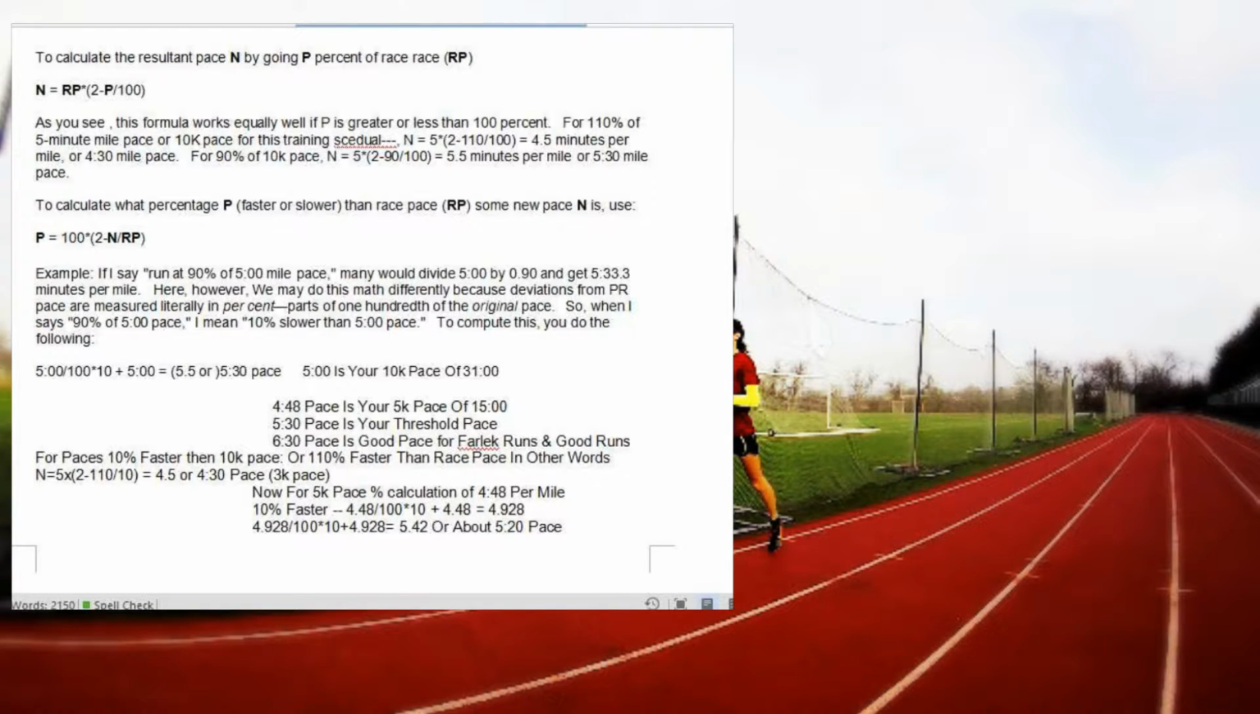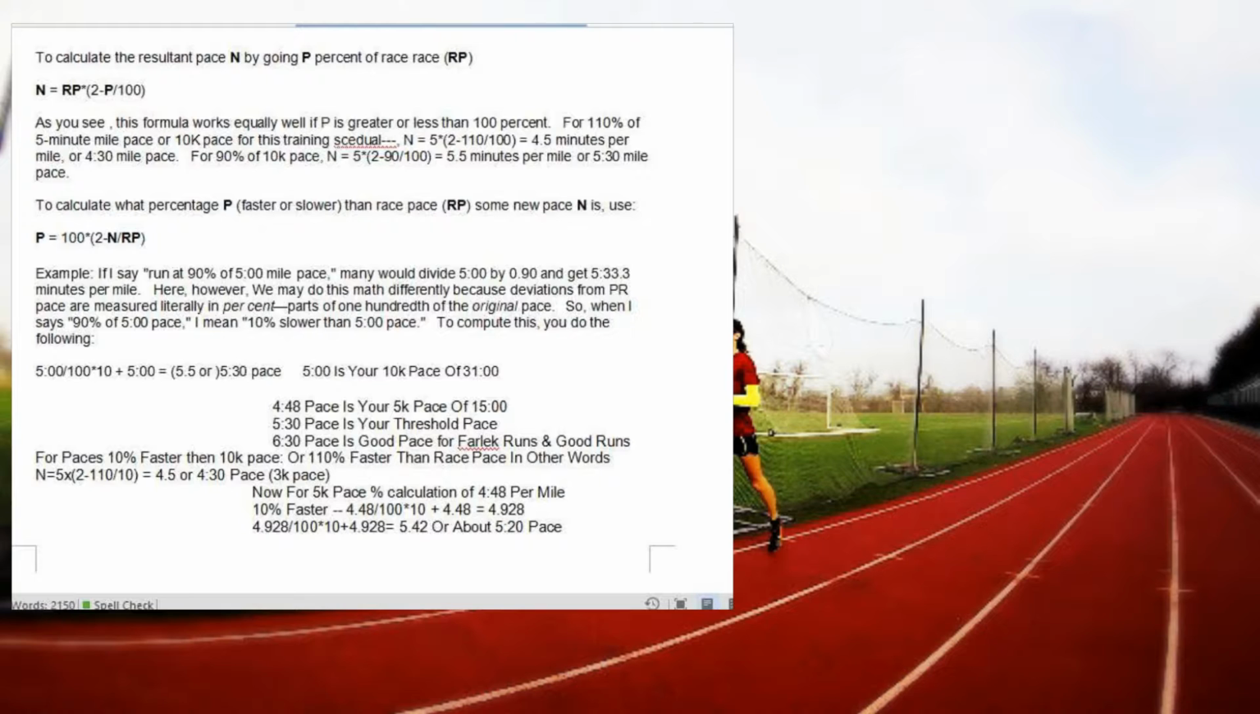So now we're going to actually calculate what paces you should be running. You're going to calculate the result pace, n, by going p percent of race pace, RP. So n equals RP times (2 minus p divided by 100). Okay, so let me explain. As you see, this formula works equally well if p is greater or less than 100% of your current race pace ability, right?